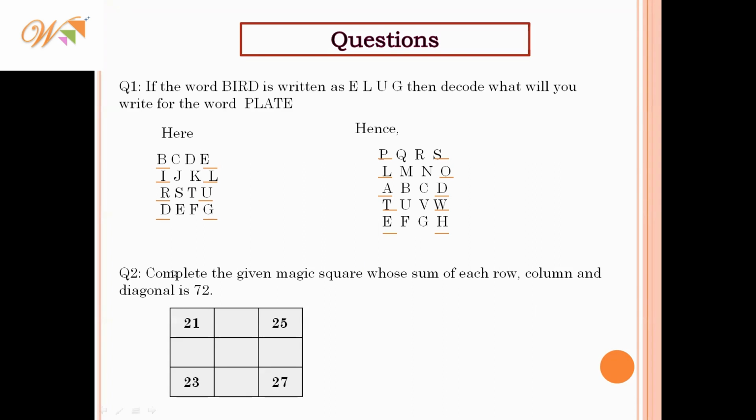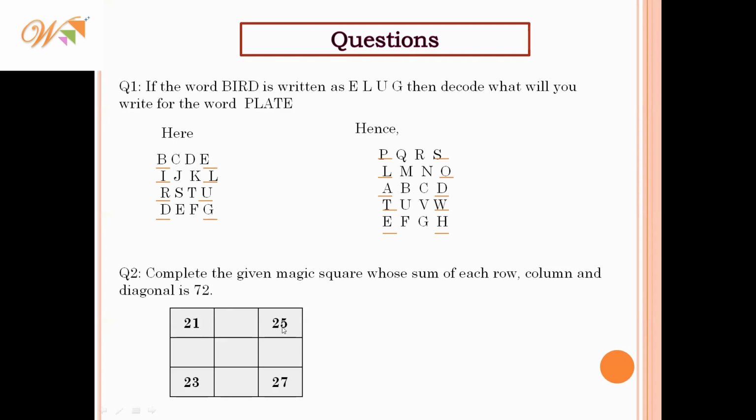Right? Now let's look at the second question. Second question is based on the magic square. It says complete the given magic square whose sum of each row and column and diagonal is 72. So they have already given us the sum. We already know that the sum has to be 72.